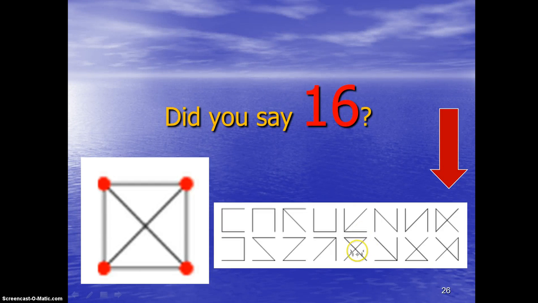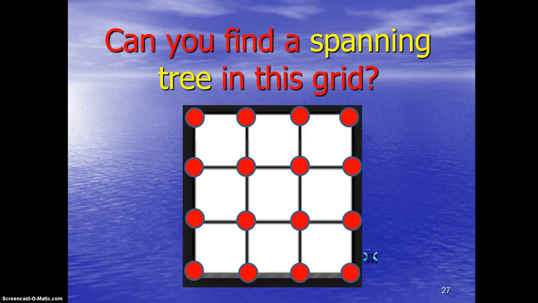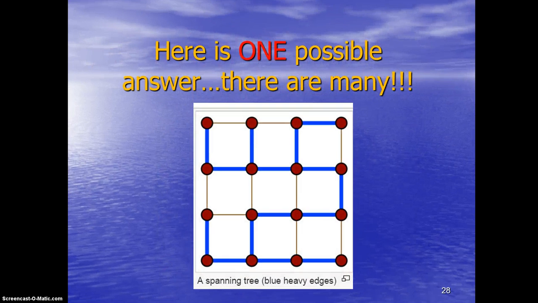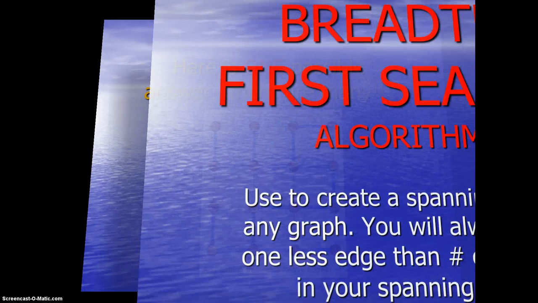Notice this guy right here, it's not a cycle. There's not a vertex there, so you could only go from here to there to there to there. That'd be a Hamiltonian path, actually. All right, can you find a spanning tree in this grid? There are many, but here is one.